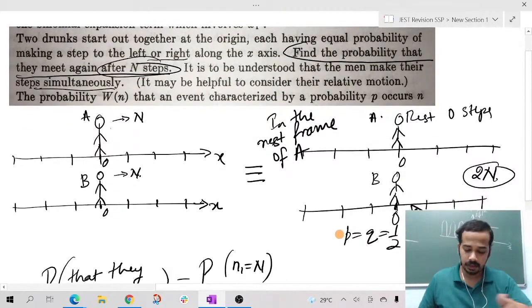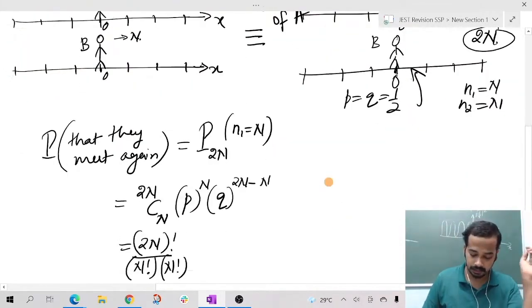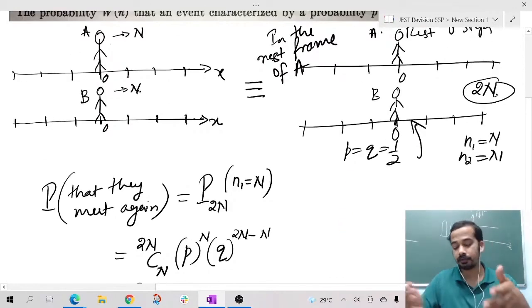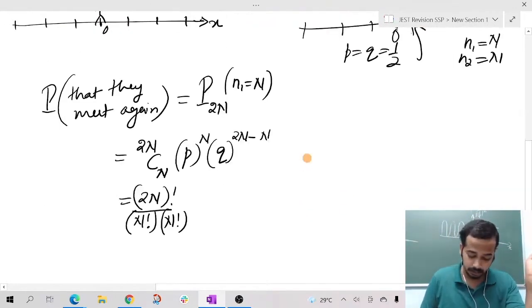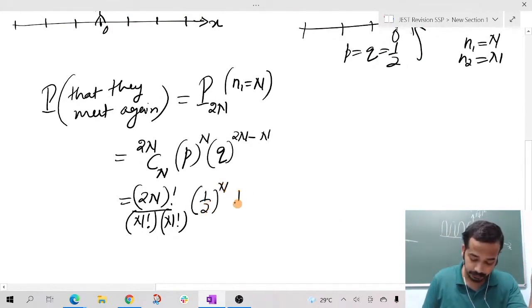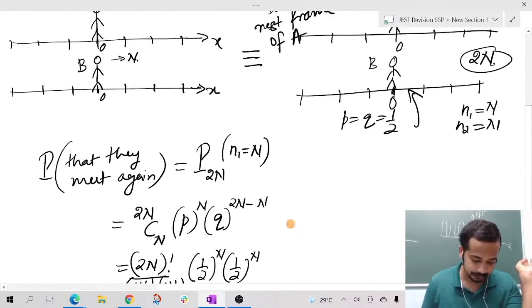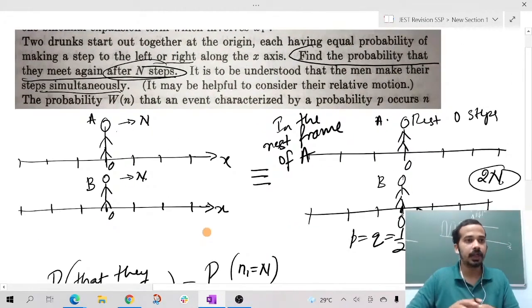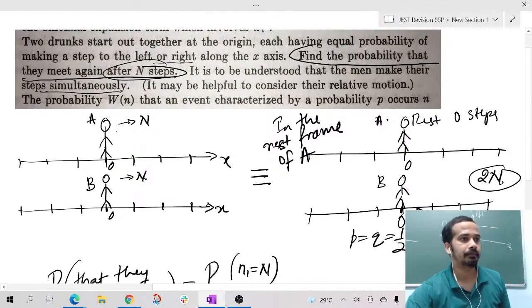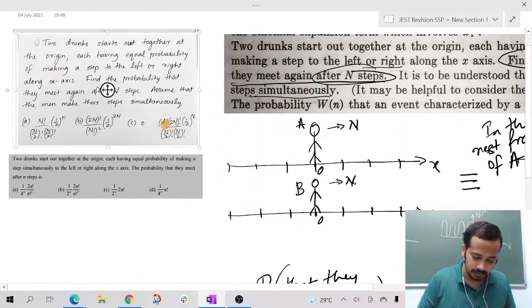He said equal probability. Again, B also takes equal probability to step to the right or left, that is completely random. So that's why half power n into half power n, half power 2n, am I right? 2n factorial divided by n factorial square, half power 2n. So can I write like this? Let me check the answer. It is there: 1 by 2 raised to 2n, 2n factorial divided by n factorial whole square. That's correct. Now we shall try to answer this question.